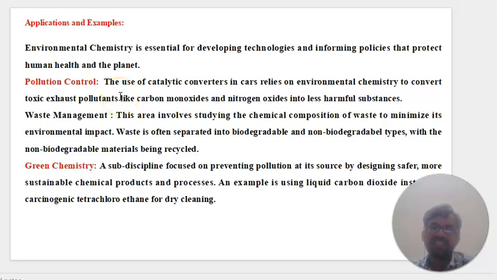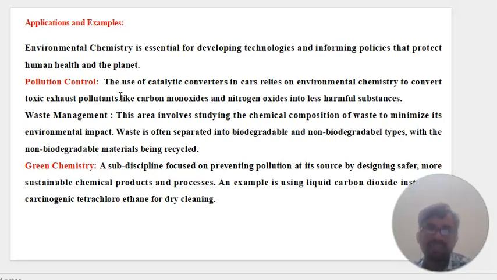Next, coming to the applications and examples. Environmental chemistry is essential for developing technology and forming policies to protect human health and the planet. That is the main concept. In pollution control, catalytic converters in cars convert toxic exhaust pollutants like carbon monoxide and nitrogen oxides into less harmful substances.